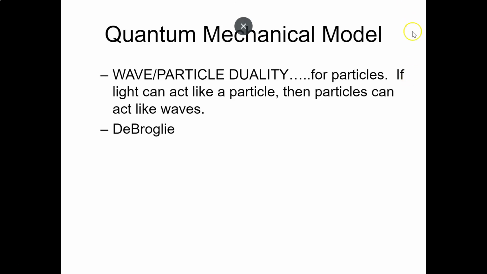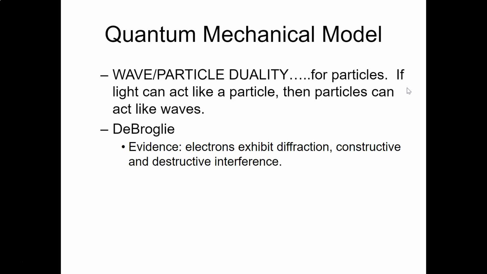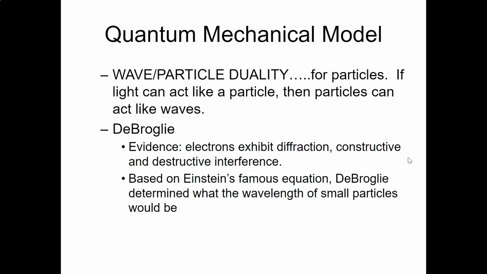So one of the first gentlemen to make a contribution to the quantum model was a man named de Broglie. He used the fact that electrons can bend light. Electrons can cause constructive and destructive interference with waves, and so forth, to come up with this idea. So electrons behave like waves; they do everything that waves will do. They will add together, they will subtract from each other and so forth. He also used Einstein's equation to determine what the wavelength of small particles would be.